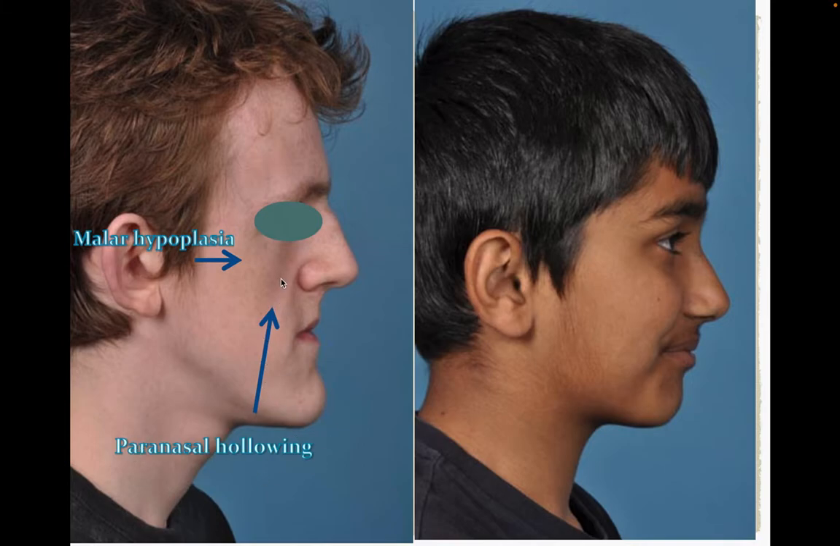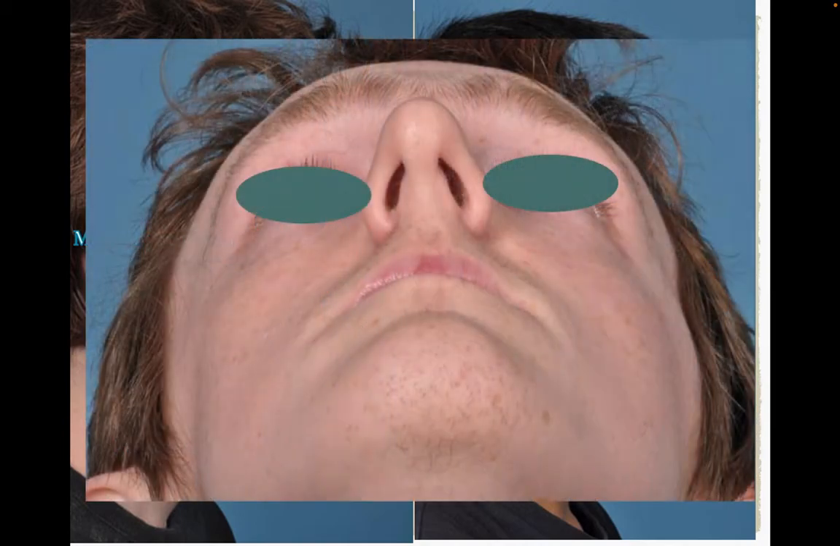So the patient who has a paranasal hollowing or malar hypoplasia, due to the retrusion of the infraorbital rim of the eye and due to the retrusion of the zygomatic process of the maxilla, you can see that this area became empty. We call this one paranasal hollowing, and this one malar hypoplasia. And together with the increased nasolabial angle, that's how we diagnose a patient with class 3.